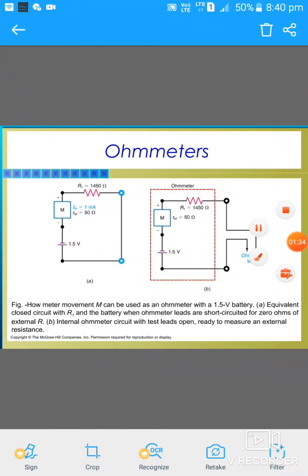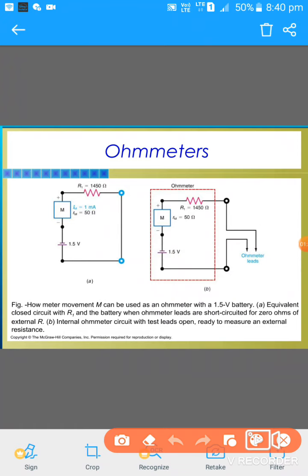So student, how can a meter movement M be used as an ohm meter? This is the meter M, with a 1.5 volt battery. In circuit A, this is the equivalent closed circuit with R1. This is the resistance R1, and the value of the resistance is 1450 ohm.